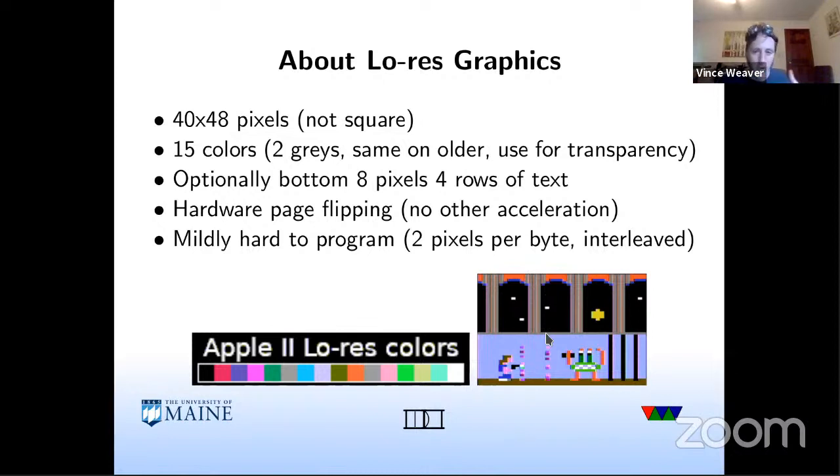I mentioned you can switch 4 rows of text in the bottom there and has hardware page flipping, no other acceleration. So other machines you might have heard of, like Atari 800 and the Commodore 64, have hardware sprites, hardware scrolling, all kinds of fancy graphics modes. None of that on the Apple II.